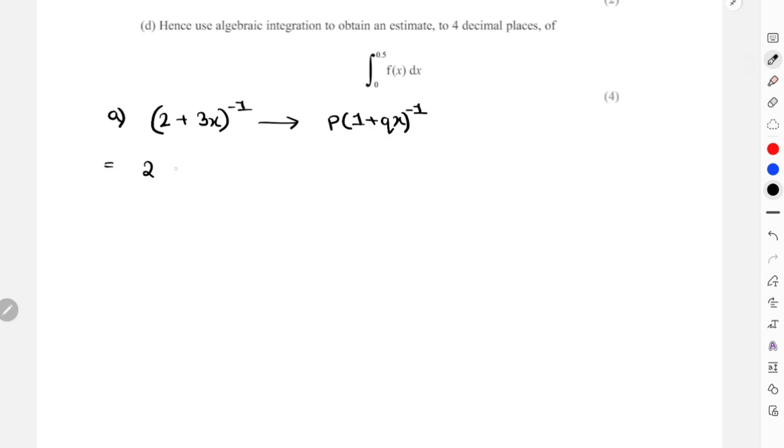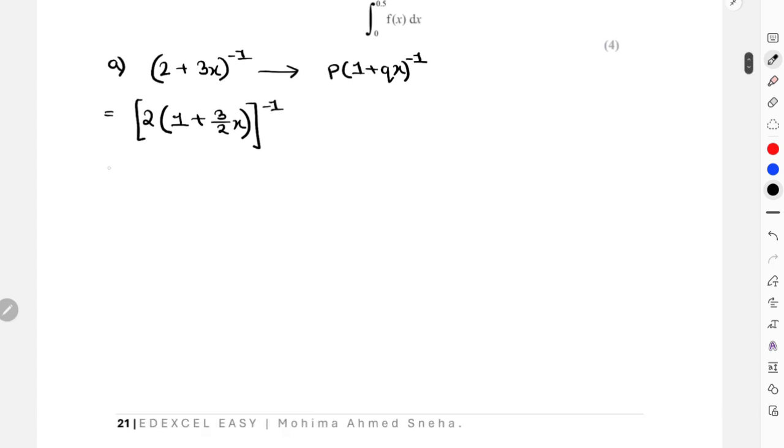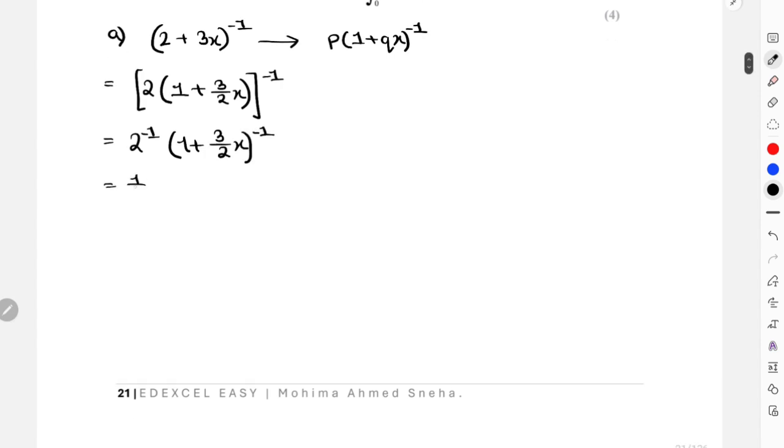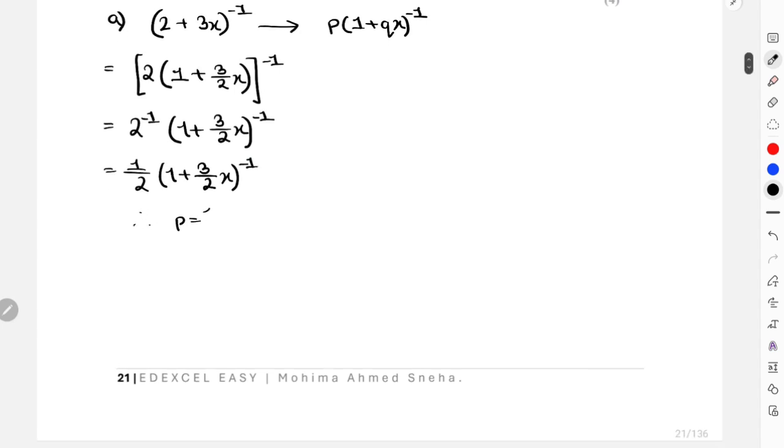What I can do over here is take 2 common out of this expression. So the first term becomes 1 and the 3 becomes 3 over 2x. Now the 2 outside the bracket and everything inside the bracket all have a power of negative 1. So I can write 2 to the power of -1 times (1 + 3x/2) to the power of -1. 2 to the power of -1 is half. This turns out to be the value for p to be half and the value for q to be 3 over 2. So this is the expansion.